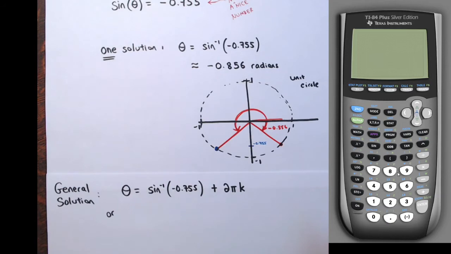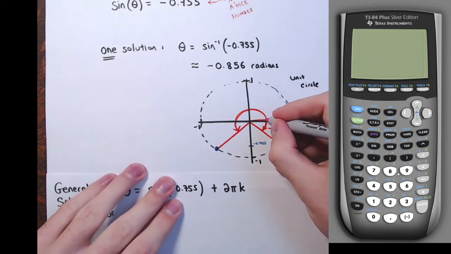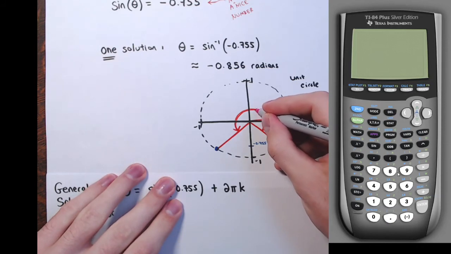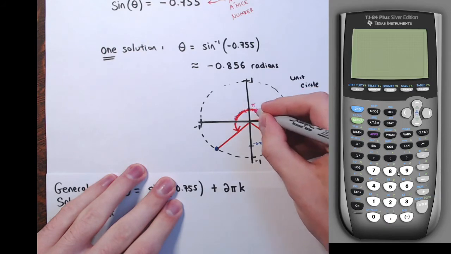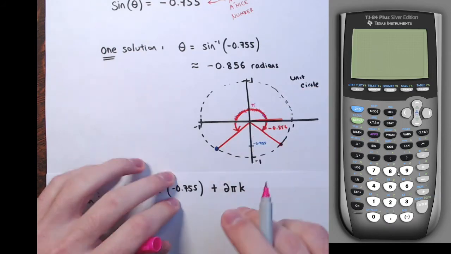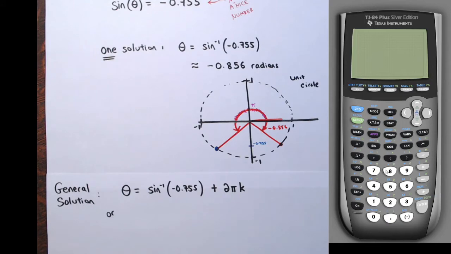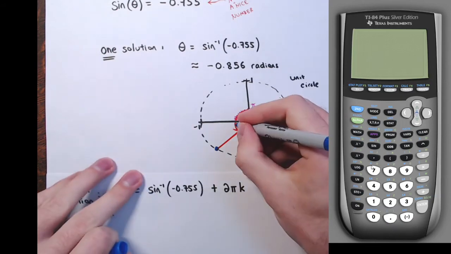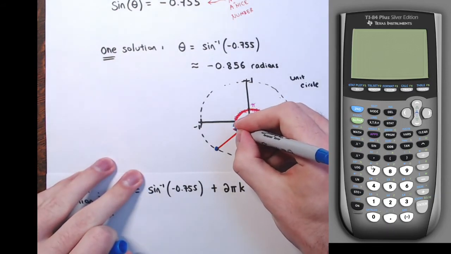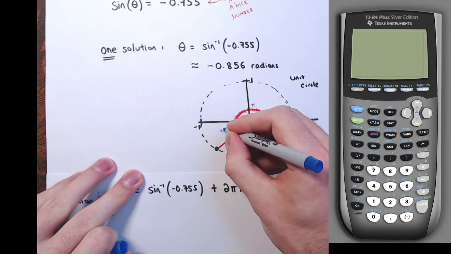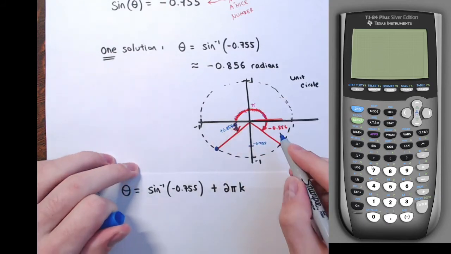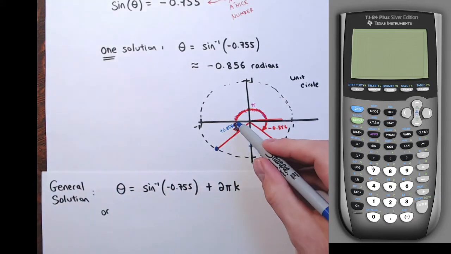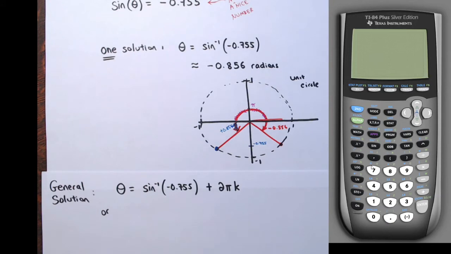So we know that this much is pi, right? We know halfway around, and I go from here to here, I know that much is pi radians, and then from here to here, I'm going in the positive direction now, so from here to here should be positive 0.856, which is the opposite. I'm calling it positive because I'm going in the counterclockwise direction.